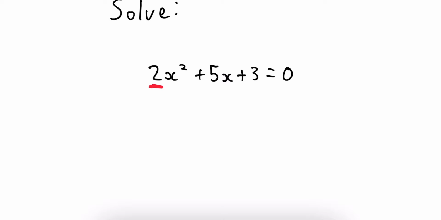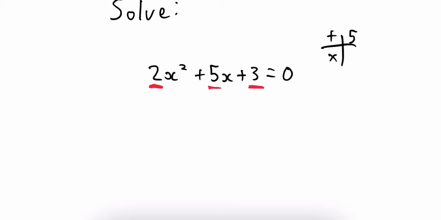So this is the way we would do it if it was monic. If that 2 wasn't there, we would need to find two numbers that add to give this number here, the coefficient of the x, and that multiply to give this number here. So in this case, it'd be two numbers that add to give 5 and multiply to give 3. But with this question, the only extra step we do: the number that we add to give is still exactly the same.